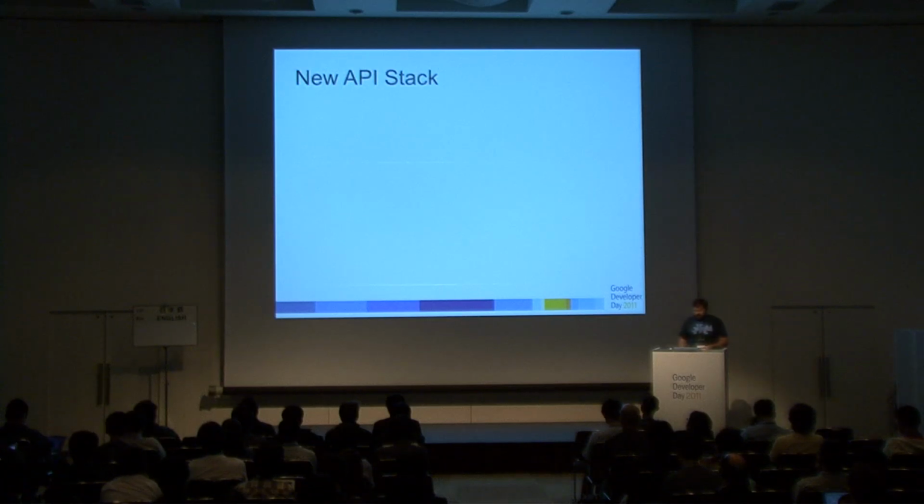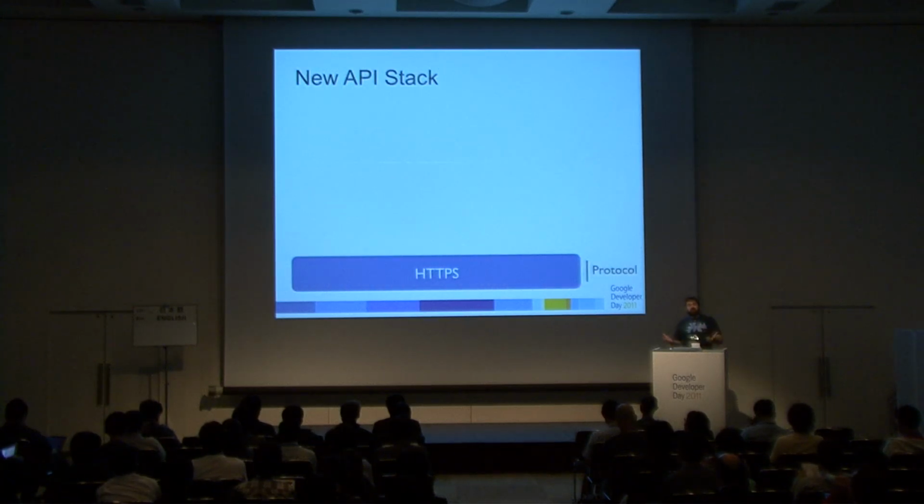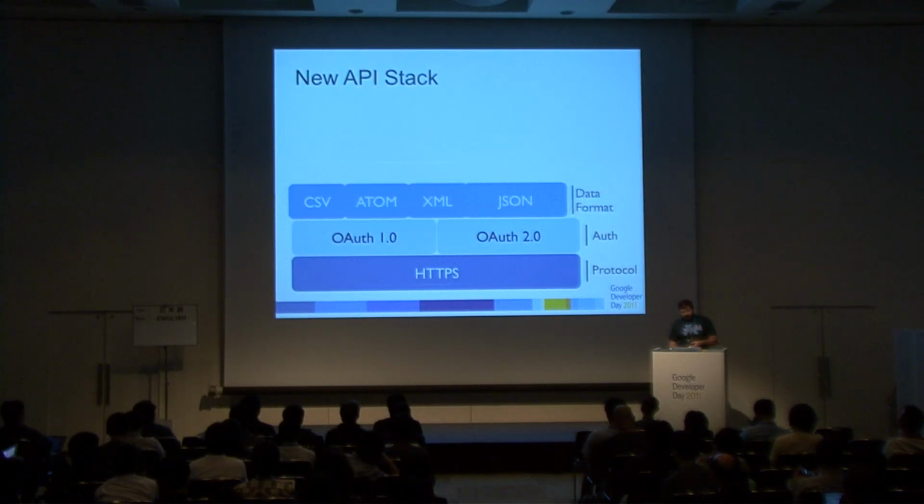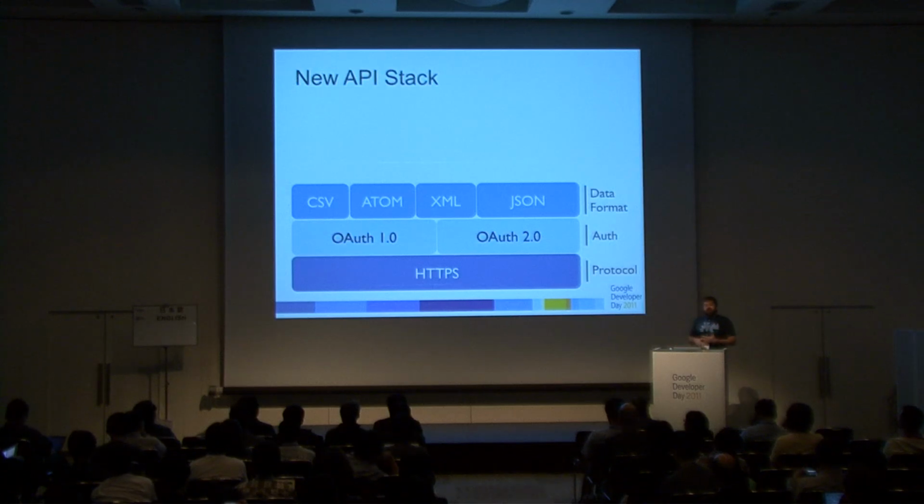So how are the new APIs built? Well, we simplified. Right now, you only have one choice. Everything has to be over HTTPS. Everything is secure by default. No choice. Authentication is also simplified. Client login and authsub are effectively deprecated. We're now just using OAuth in the new APIs. And we're no longer tied to that complex set of XML specifications.